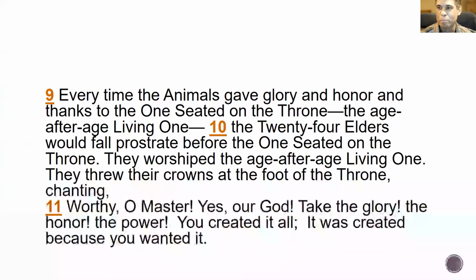All right. Every time the animals gave glory and honor and thanks to the one seated on the throne, the age after age living one, the 24 elders would fall prostrate before the one seated on the throne. They worshiped the age after age living one. They threw their crowns at the foot of the throne, chanting, "Worthy, O Master, yes, our God, take the glory, honor, the power. You created it all. It was created because you wanted it." Now, why did the elders throw their crowns at the foot of the throne? Why did they do that?